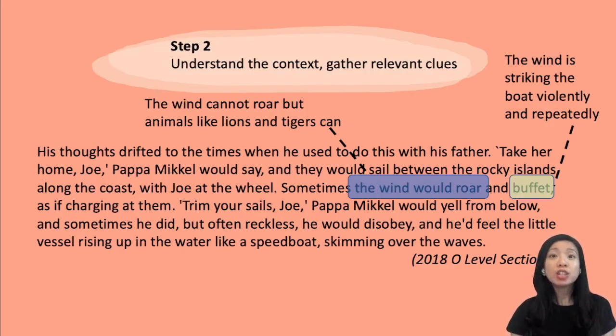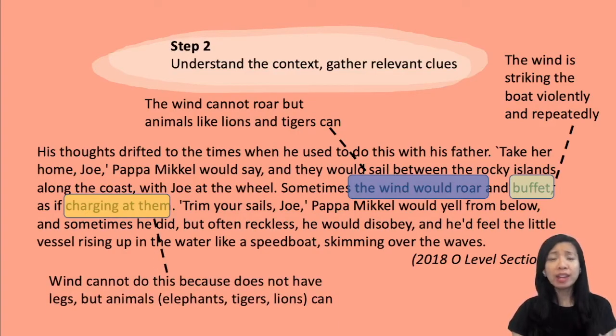The third clue is charging at them. As I said before, charging at them means to rush at something like in an attack. Now, the writer has said that the wind is charging at them. However, that's not possible because the wind cannot do that. It does not have legs. But animals can do that. The animals, when they are attacking something, they will charge at something, right? So it could be an elephant, it could be a tiger, it could be a lion, many other animals that charge at something else as well. Now that I've identified the relevant clues, let's go on to step 3.